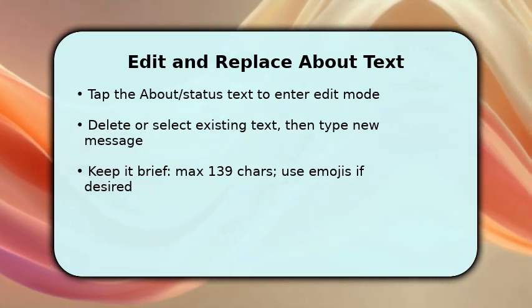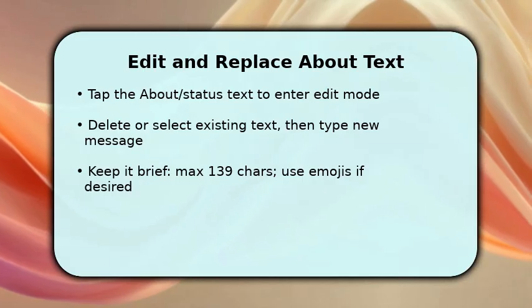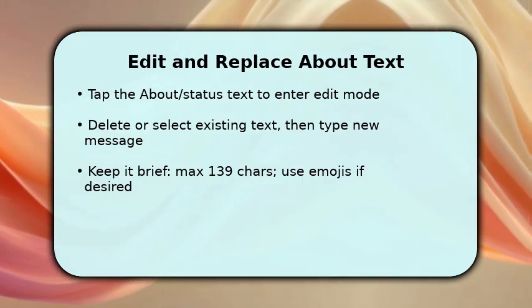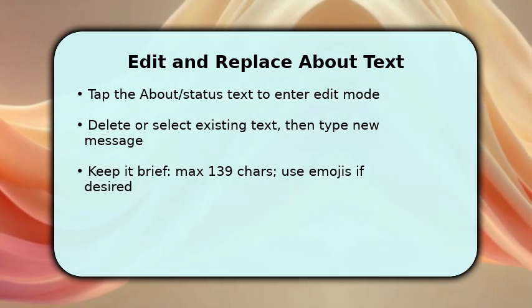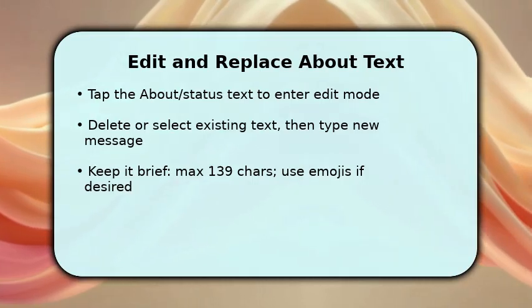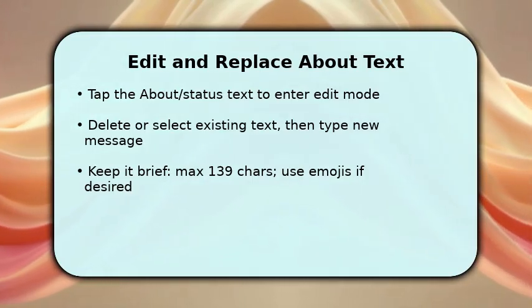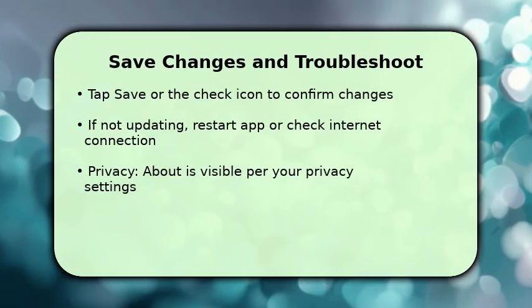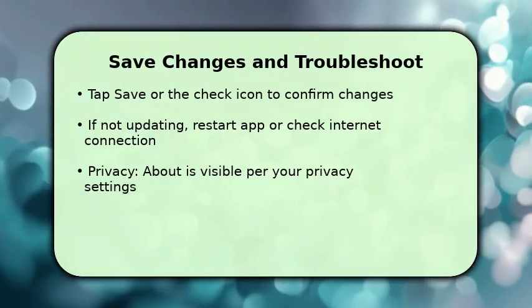Once you type, double-check spelling and tone because this is visible to contacts. If you want flair, add one emoji or a short symbol. Make sure the message finishes by tapping save or the check icon so WhatsApp writes the new About to your profile. You'll see it update immediately.